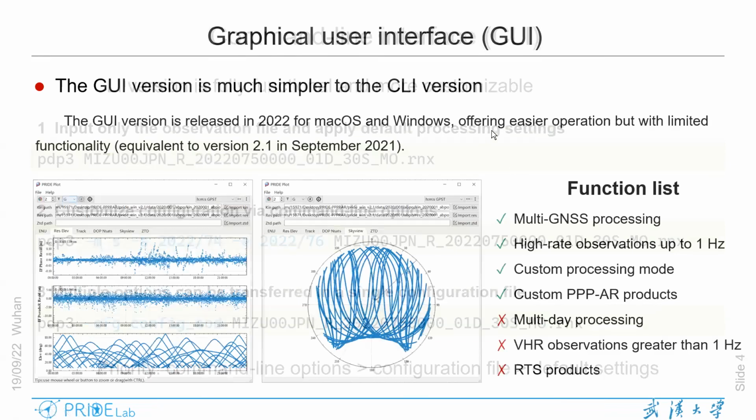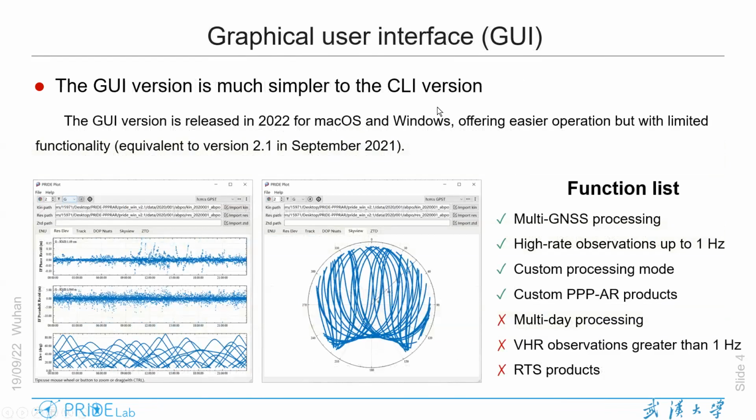In comparison, the graphical user interface is much simpler in operation, but some advanced features are disabled in the GUI version. In general, the functions of the GUI for both Mac OS and Windows users are similar to the version 2.1 we released in the last year. Most of the basic functions, such as the multi-GNSS processing and the high-rate processing with a sampling rate up to 1 Hz, are retained. The latest features, including multi-day processing and near real-time service, are available for the GUI version.